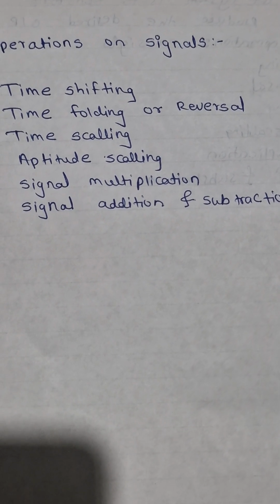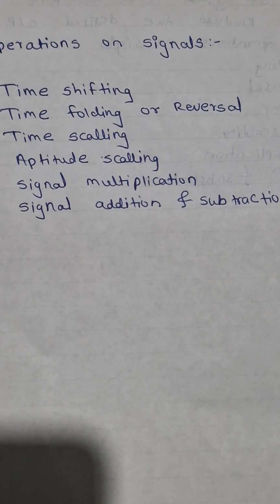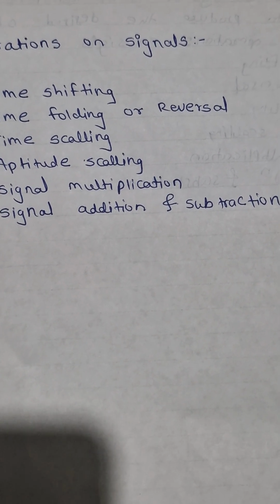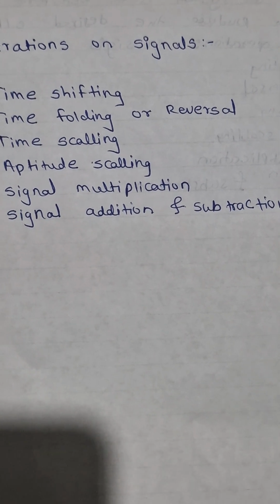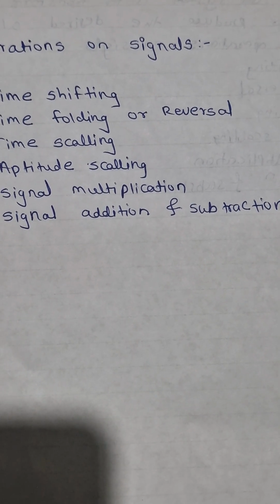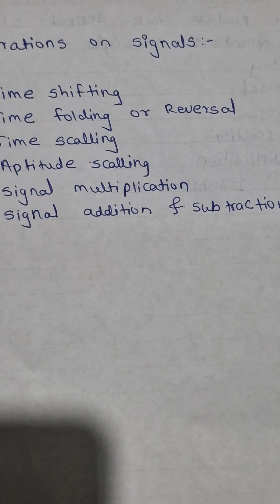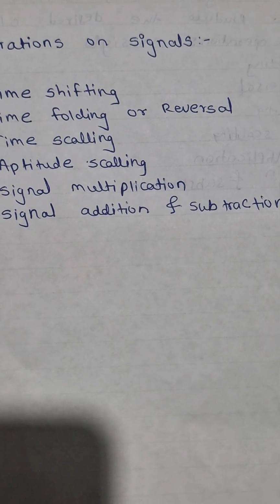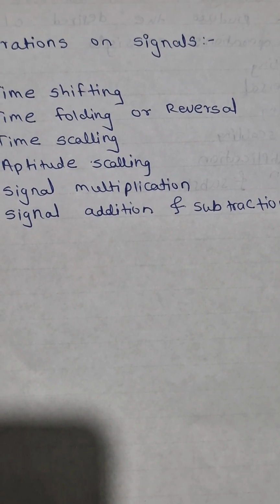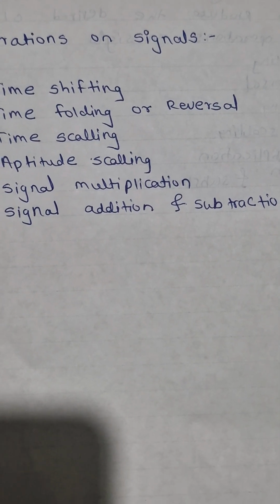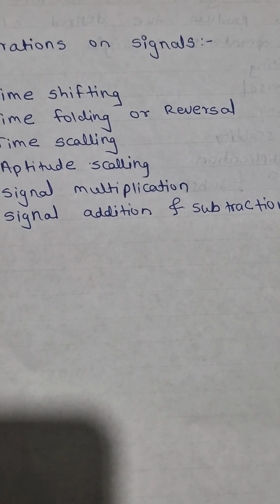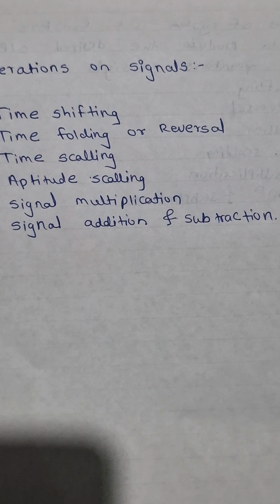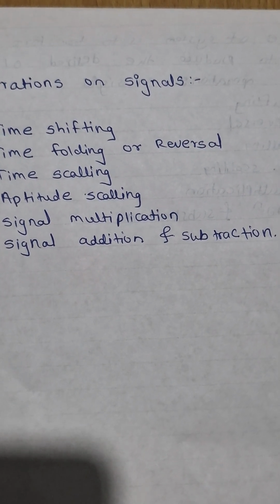Adding two signals involves summing their corresponding values at each time instant. Second, multiplication by a constant. This operation scales the amplitude of a signal by a constant factor. Third one is time shifting. This shifts the signal along the time axis, either delaying or advancing it. Time scaling. This operation compresses or expands the signal in time. Time reversal. This flips the signal across the vertical axis, effectively reversing its direction.